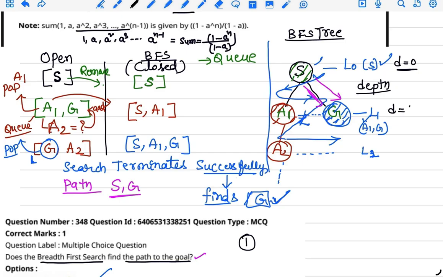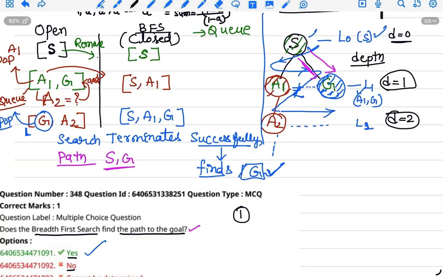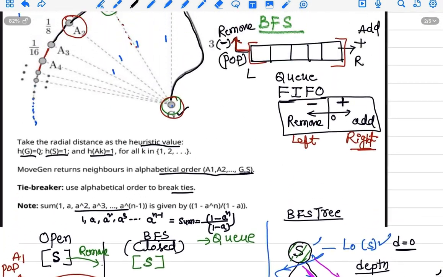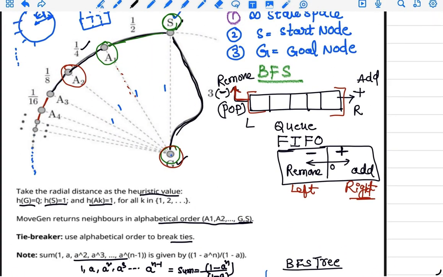Here the depth D equals 1 in level 1. Here the depth D equals 2. From this question, the goal depth, from the starting node to the goal node, is D equals 1, right? So 1 means directly connected by an edge, a direct edge. This is visible in this question also: a direct edge from start node S to goal node G. Friends, it is not visible here, but it is S to G.